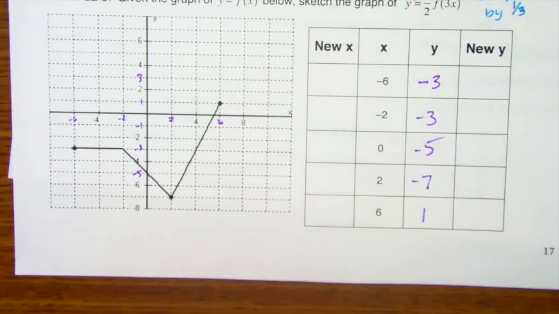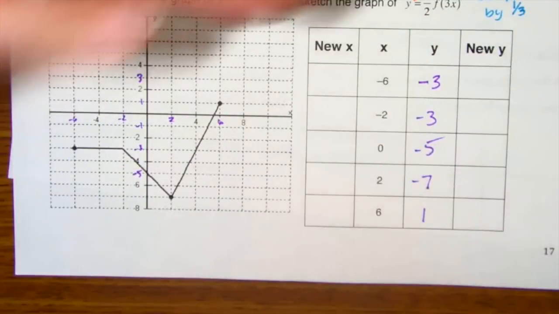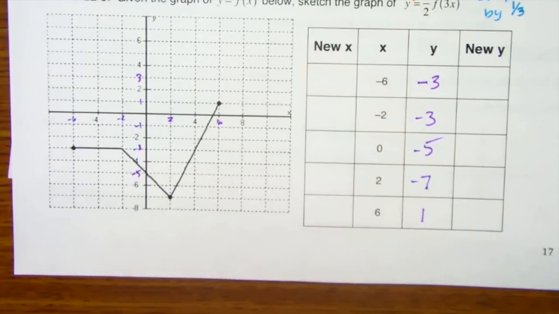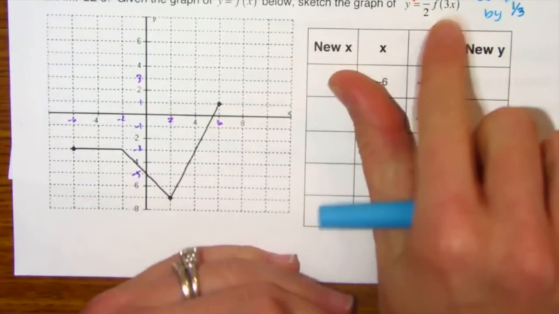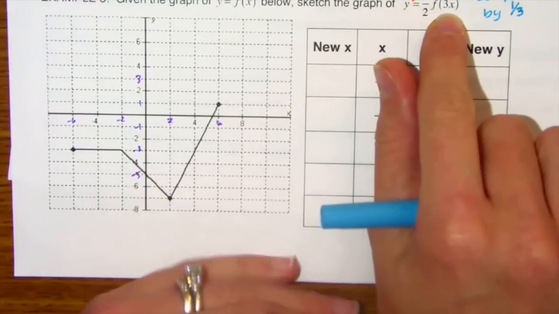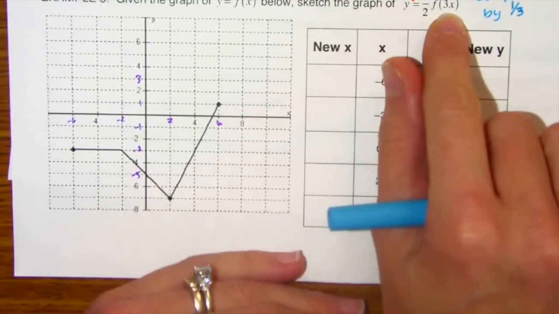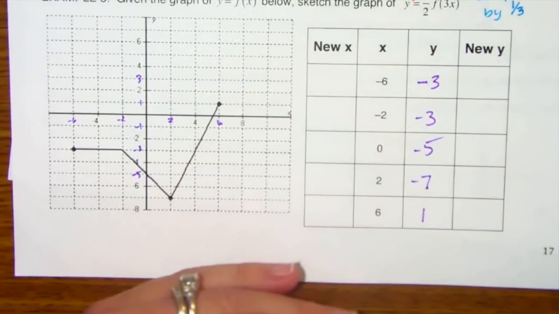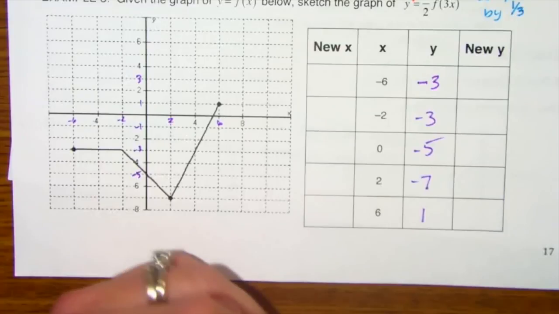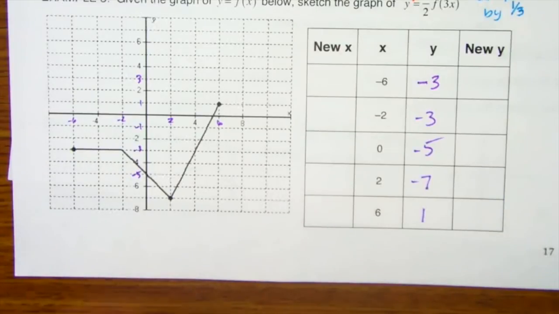Okay, so what it was before, we're going to compress the x, and we're also going to compress the y. We're multiplying by 3 on the inside, and so you're always going to be dividing by that value. So anytime you're doing horizontal, it's always opposite of the operation that we think it should be. Instead of multiplying, we divide. Instead of subtracting, we add. Instead of adding, we subtract. So horizontally, it's always opposite of what it should be.